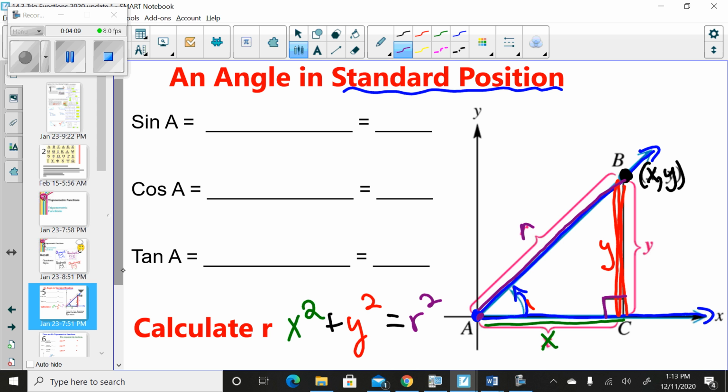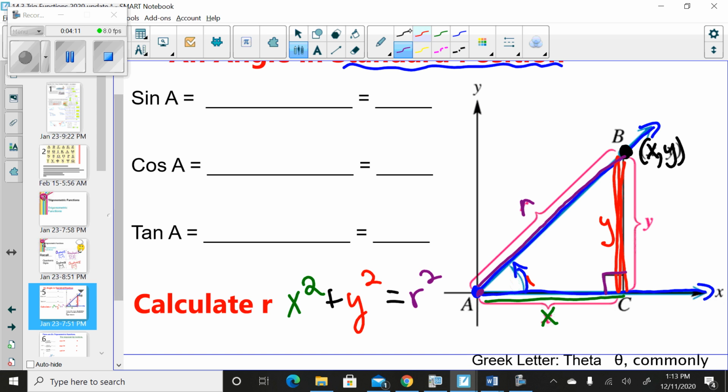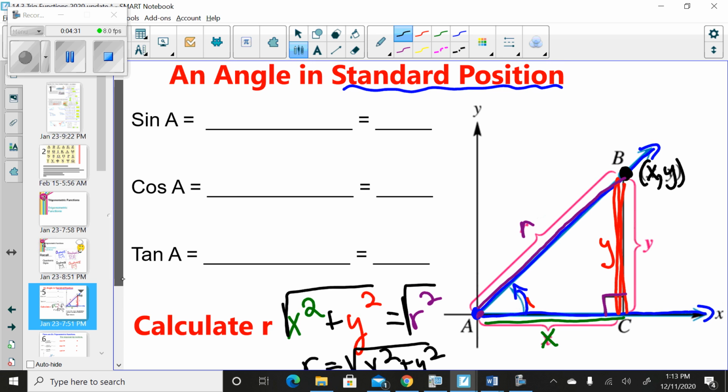So in that right triangle, x squared plus y squared would be r squared. So I could pretty easily solve for r by square rooting. The radius would be equal to the square root of x squared plus y squared. I can calculate that pretty easily. If I know the two legs, the location, I'm going to be able to find how far it is from the origin as well. So that's going to be part of those ratios. It's one of the three sides of the triangle, so I have to be able to find that as well.